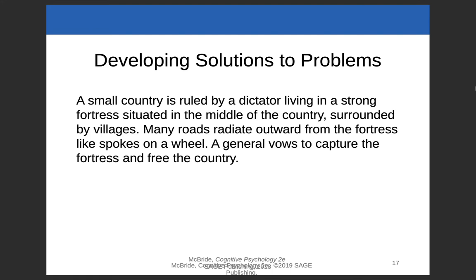So compare that problem to this one. A small country is ruled by a dictator living in a strong fortress situated in the middle of the country, surrounded by villages. Many roads radiate outward from the fortress like spokes on a wheel. A general vows to capture the fortress and free the country. So, how is that general going to take over the fortress given these conditions?